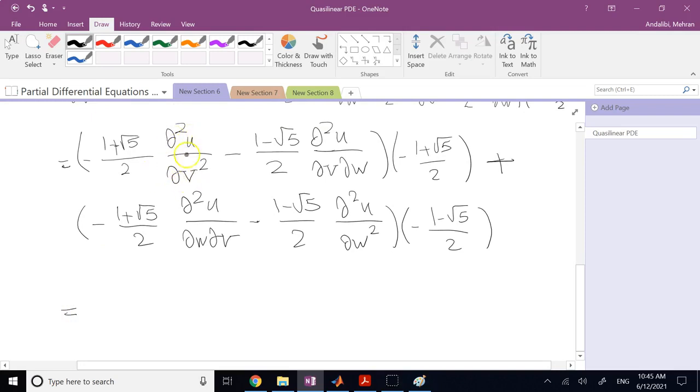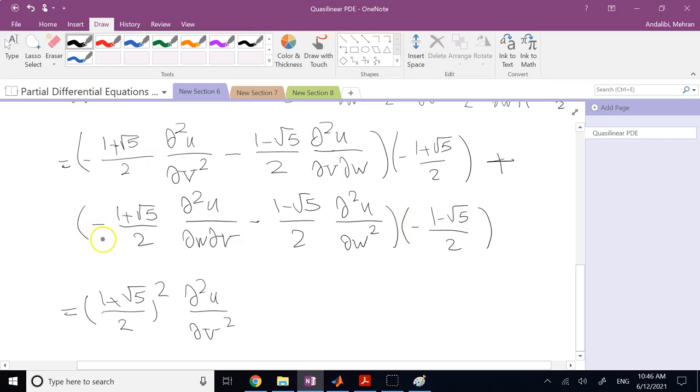So the v squared term, derivative of u with respect to v squared, the coefficient of it is this number times itself squared. So it is going to be 1 plus square root 5 over 2, the whole thing squared, times partial of u with respect to v squared. Okay. If you look at the VW term, the mixed term, you have what in it? You have negative and negative. Those two negatives would go away. So it is going to be 1 plus square root 5 over 2 times 1 minus square root 5 over 2. In the top one, in the bottom one, again, the negatives would cancel out. So you have a negative here, a negative there. They would go away.